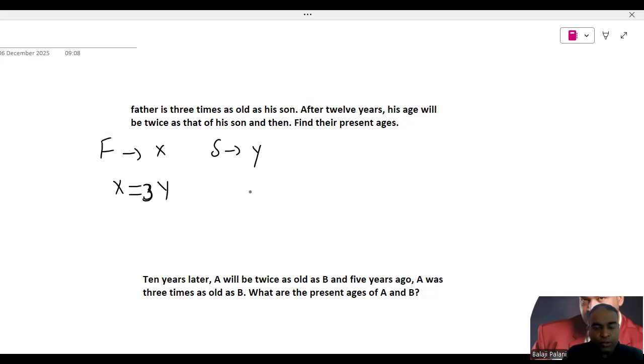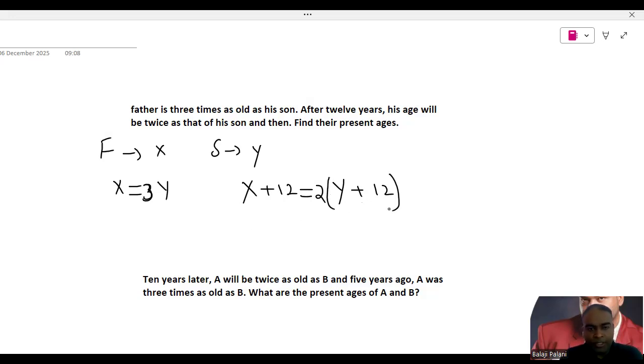After 12 years. Before framing this equation, note this carefully: this is father's age, this is son's age. After 12 years, what will happen? Whoever it is, 12 years extra will be added, right? So father is increased by 12 years and son will also naturally be 12 years more. So that is the equation for after 12 years. Now what happens? His age will be twice as old as his son. His age, father's age, will be twice as old as his son. So this is your second equation.